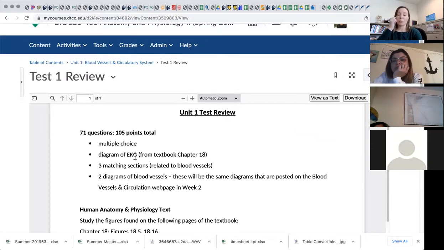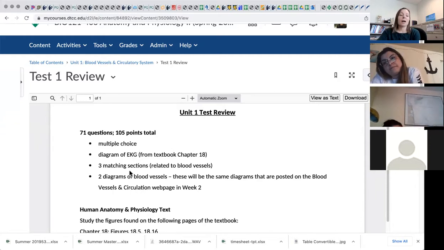There is going to be a diagram of an EKG. Remember, we talked about the P wave, the QRS complex, and the T wave, and maybe just identifying which one is the P wave, QRS complex, and T wave, and definitely also knowing what they represent, which we said in the study outline from the lecture that we had on Thursday. So P wave represents atrial depolarization, QRS complex represents ventricular depolarization, T wave represents ventricular repolarization. So you'll have it just in a picture of an EKG and maybe answer a couple questions about that.